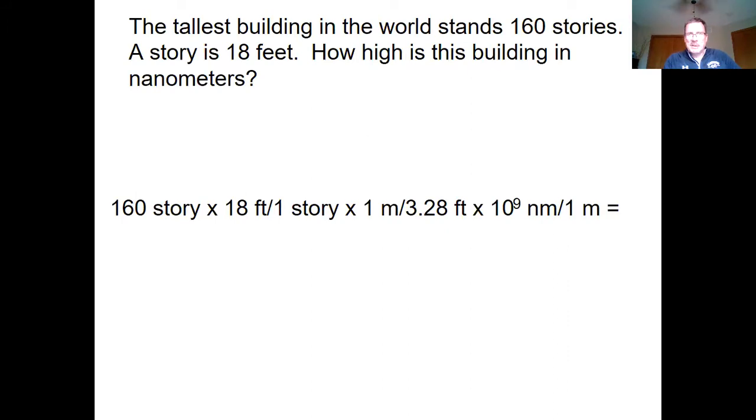The tallest building in the world stands 160 stories. A story is 18 feet. How high is that in nanometers? Okay, 160 stories. There's 18 feet per story. That gets me stories into feet. 1 meter is 3.28 feet. That'll get me into meters. And 1 meter is 10 to the 9th nanometers. The picket fence would go here and here and here. And it comes out to be 8.9 times 10 to the 11th nanometers.